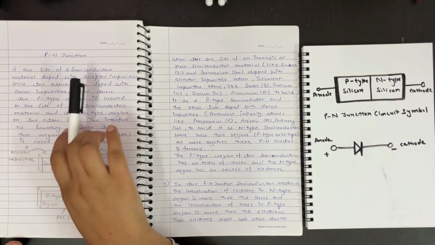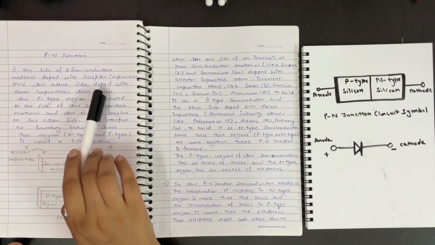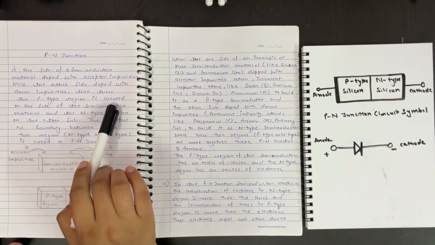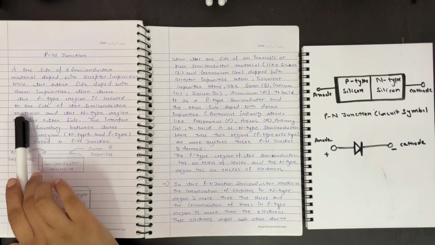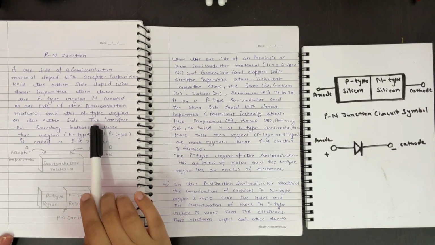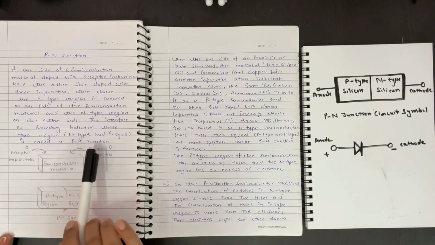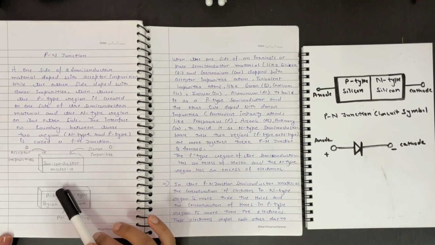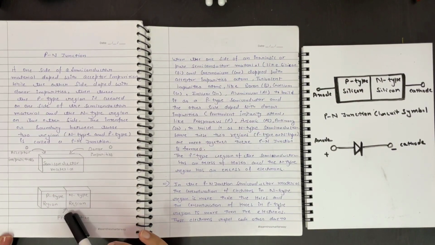If one side of a semiconductor material is doped with acceptor impurities while the other side is doped with donor impurities, then the p-type region is created on one side of the semiconductor and the n-type region on the other side. The interface or boundary between these two regions, n-type and p-type, is called a PN junction. So here is the p-type region and this is the n-type region. The interface between these two regions is called PN junction.